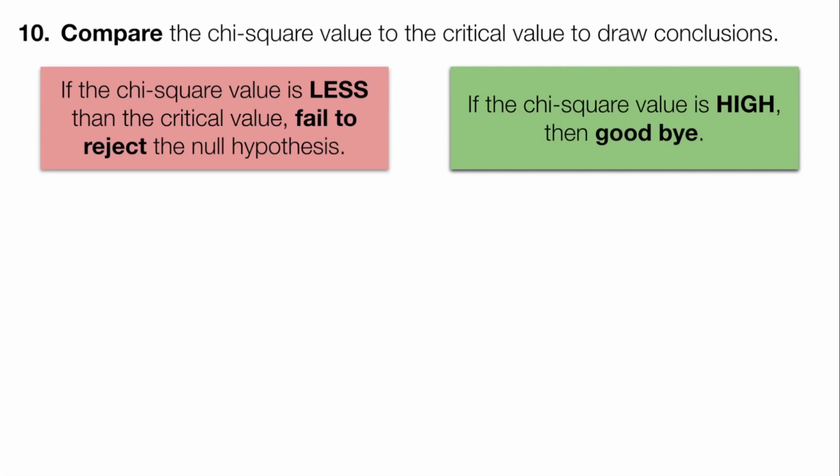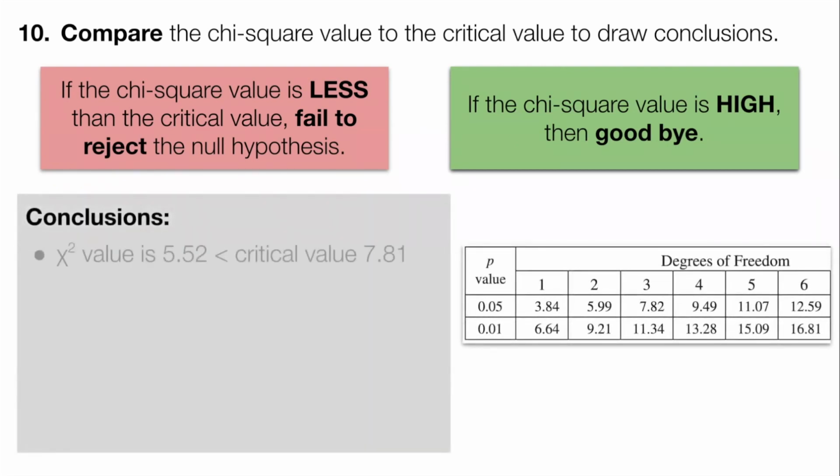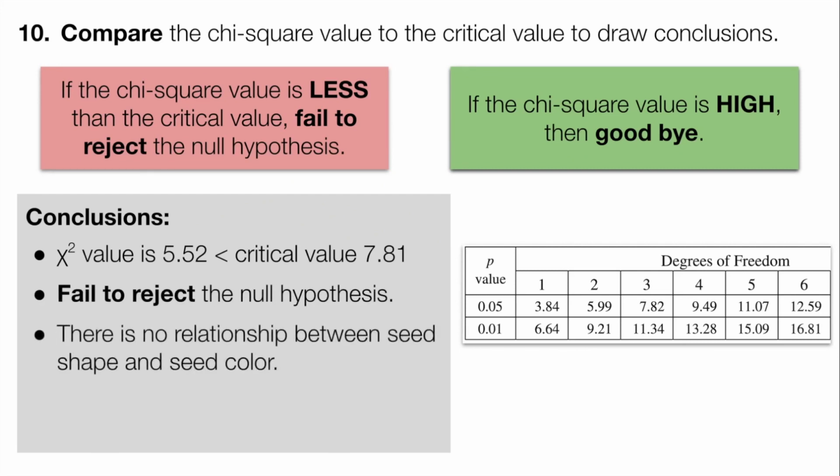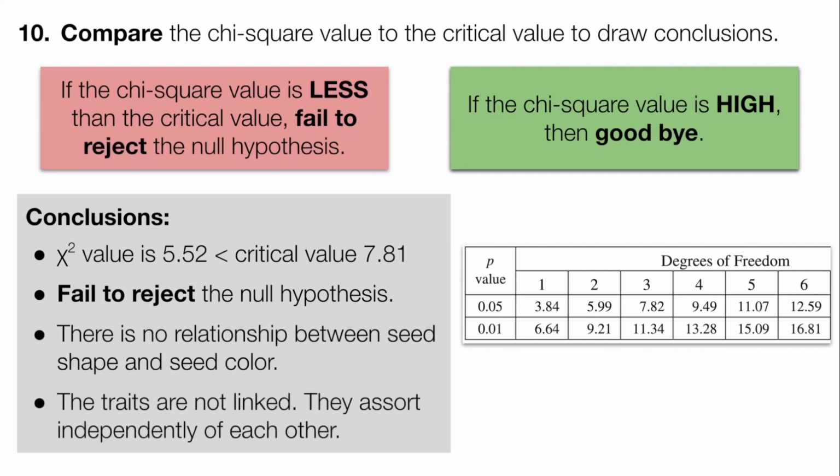Now let's use this information to be able to make some conclusions. The first conclusion we can make is that the chi-squared value, which is 5.52, is less than the critical value that was in the table, which was 7.82. So if the chi-square value is less than the critical value, what can we conclude? We can conclude that we should fail to reject the null hypothesis. In other words, there is no relationship between seed shape and seed color. In other words, the traits are not linked. They assort independently of each other, just like Mendel thought.